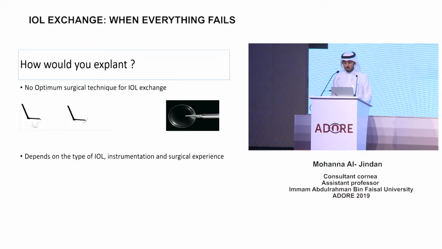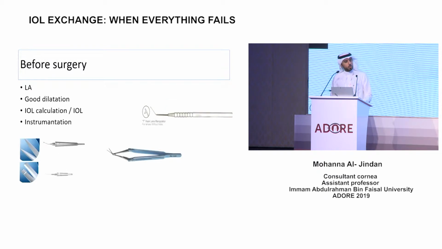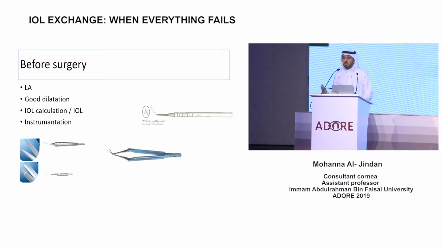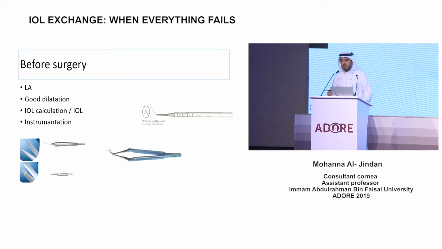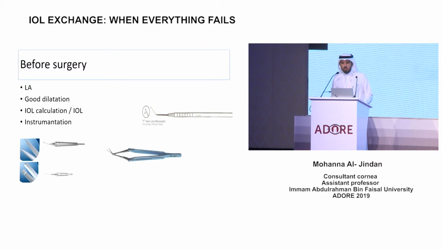Before you go to the surgery, you should have a good local anesthesia for the patient because there is some manipulation in this patient. Have a very good dilatation and be prepared with an IOL calculation and different types of IOLs because you never know what would happen inside the surgery. You may implant an IOL in the sulcus, you may fixate it to the sclera or to the iris, so you should be prepared for different scenarios.